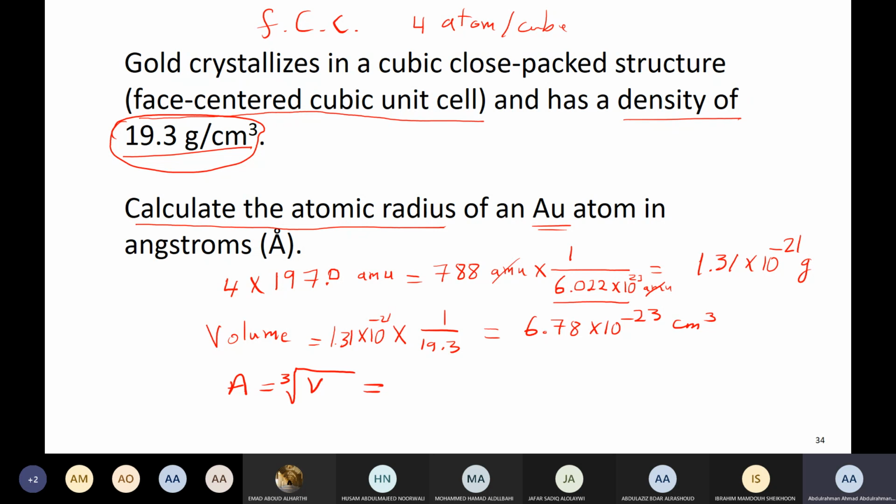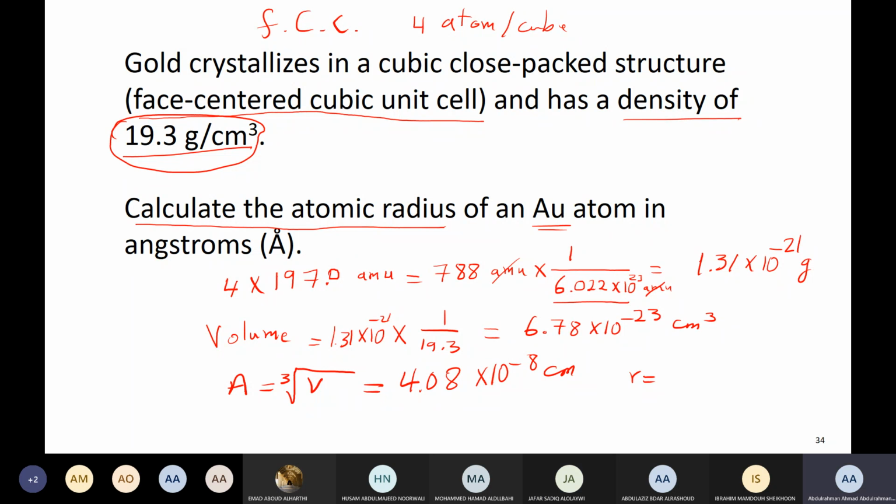Can you calculate A? 4.08 times 10 to the power minus 8 centimeter. Good. Can you calculate R? 8 times 10 to minus 8.